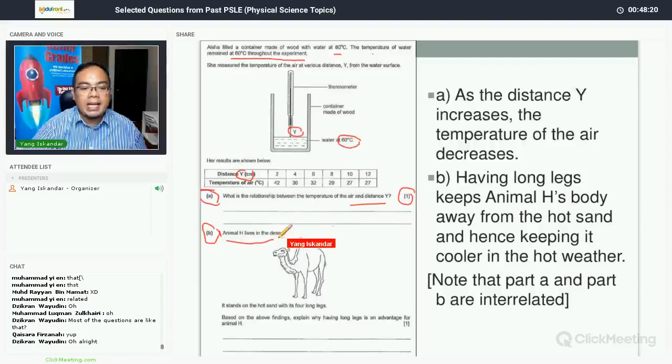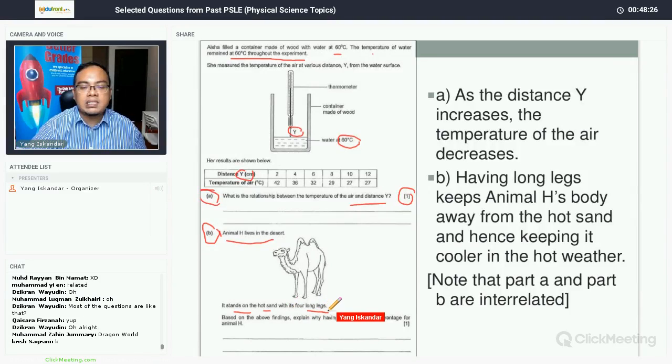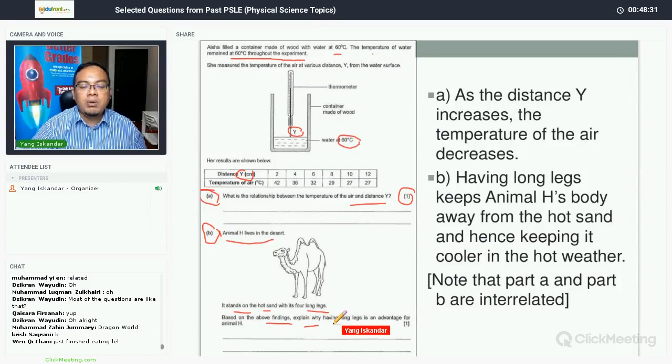Now they say that for part B, animal H lives in the desert. It stands on the hot sand with 4 long legs. So based on the findings above, explain why having long legs is an advantage for animal H. So I did some experiment in my class.